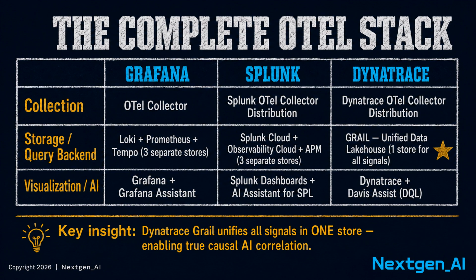Dynatrace employs a deterministic AI approach, ingesting OTel data directly into its Smartscape topology model. This automatically maps all dependencies, enabling its AI to deliver precise, automated root cause analysis and proactively identify issues. For agentic workflows, this translates to intelligent preemptive remediation triggers, dramatically reducing mean time to resolution. Critically, your OpenTelemetry instrumentation remains portable across all these backends.